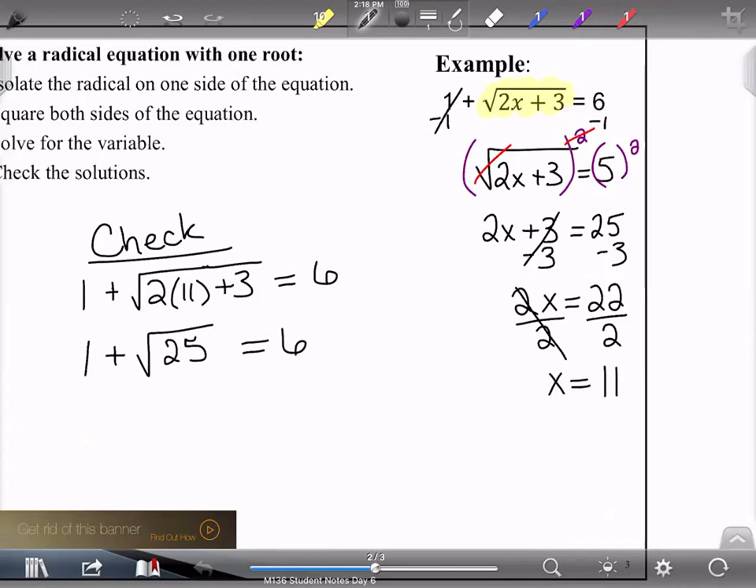Now I know that the square root of 25 is 5, so really the left-hand side is 1 plus 5, which does indeed equal 6. So 11 is a solution. I'm going to go back and circle it, box it in, somehow show that that is my final answer.